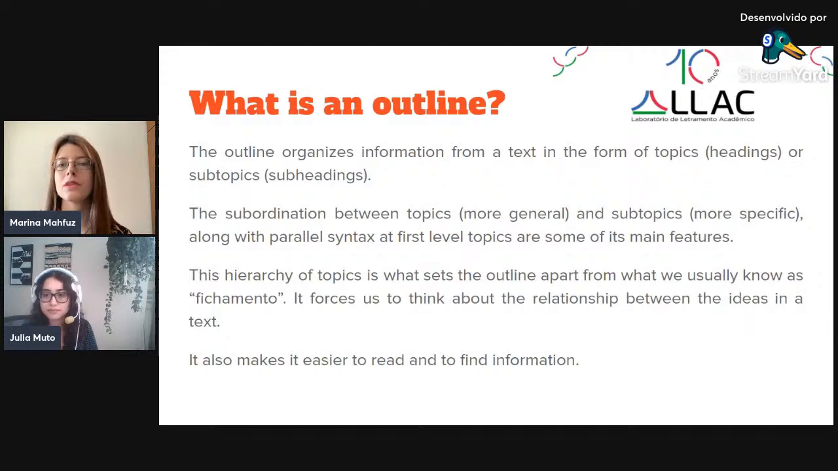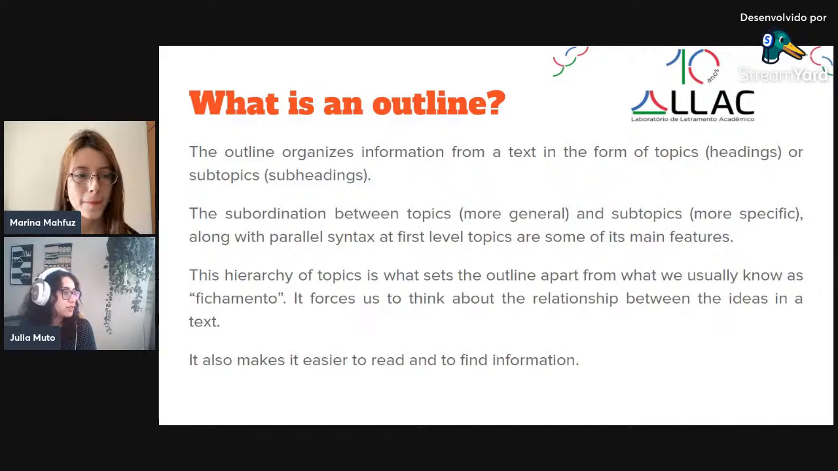Okay, but the good thing about the outline is that the hierarchy of these topics sets it apart from what we usually know as fichamento, because you saw the examples before that we gave from fichamento. They are not exactly like the outlines. The outline is more organized. It forces us to think about the relationship between the ideas in the text. So what is causing this to happen? What is a, I don't know, cause or consequence relationship in this context? This is important to know in a text or to remember. So when you go back to it, it's easier to read, it's easier to find information that you need.